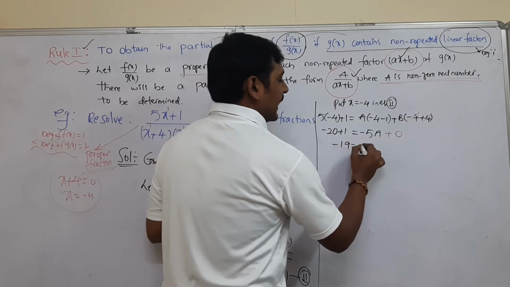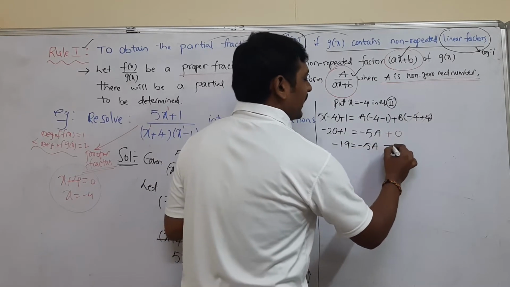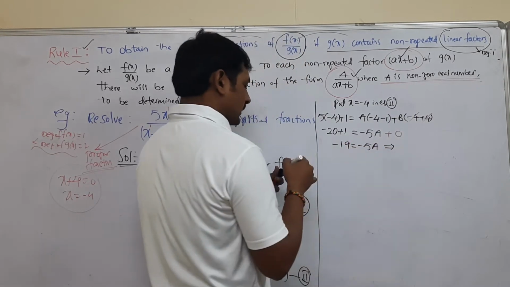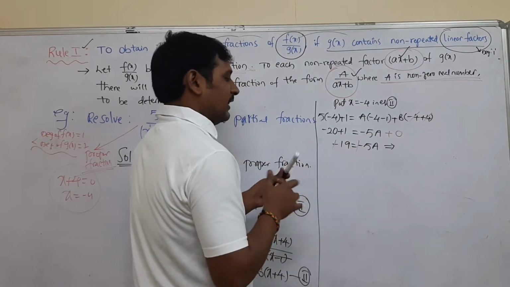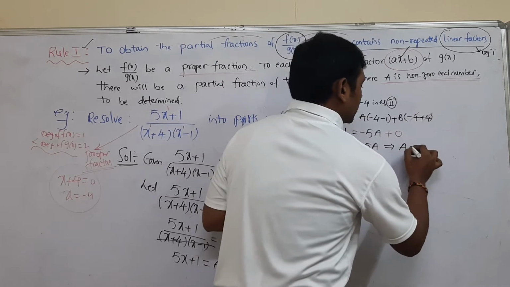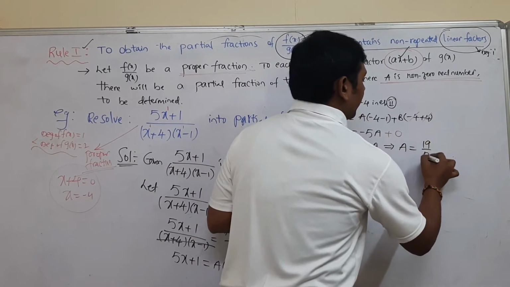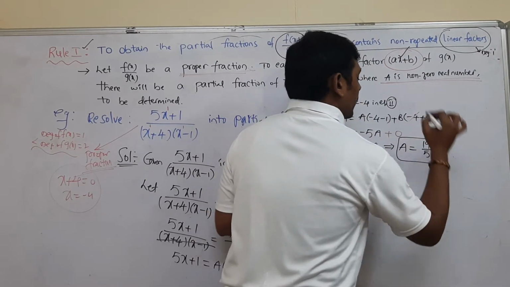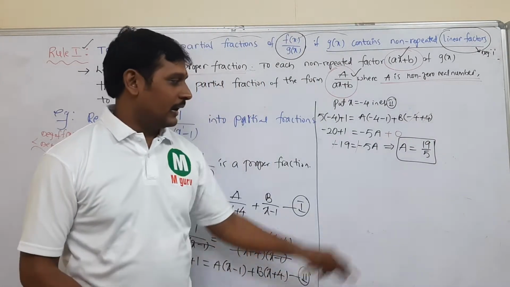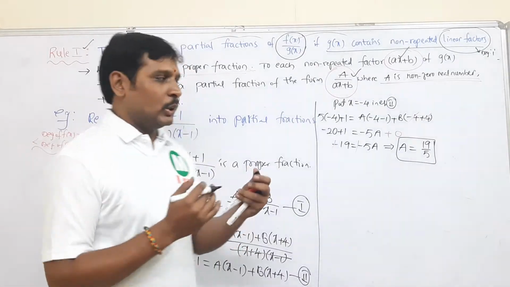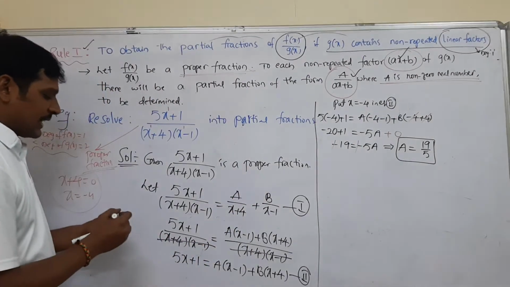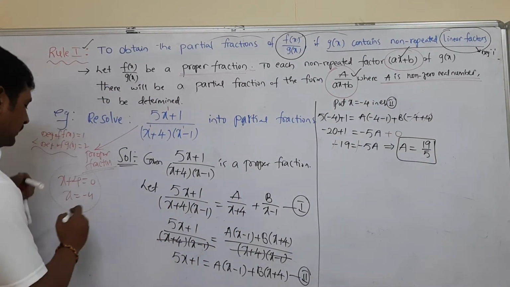Minus 20 plus 1 is minus 19. So minus 19 equals minus 5a, which implies on both sides we can cancel the minus. Hence we can write the value of a is 19 by 5. So we got the value of a. Next we need to get the value of b. To get the value of b, what is the other factor we have? The other factor is x minus 1.